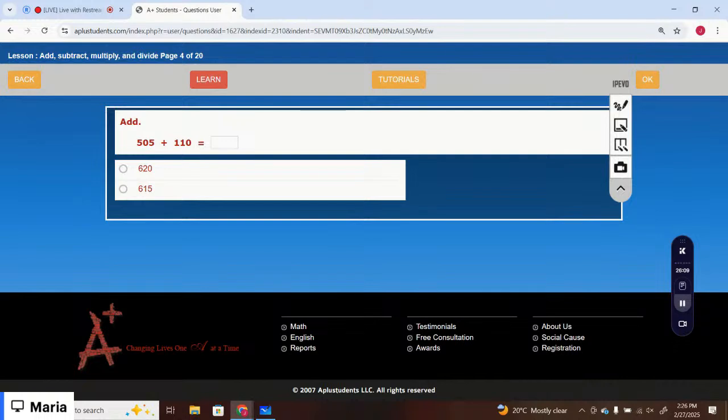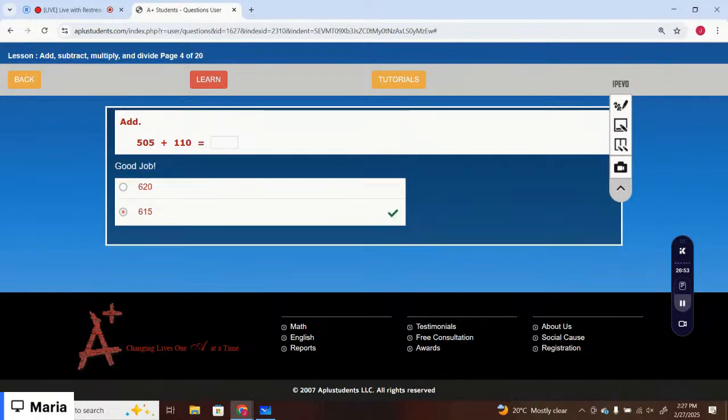505 plus 110. That is 615. Option number 2 is the correct option.